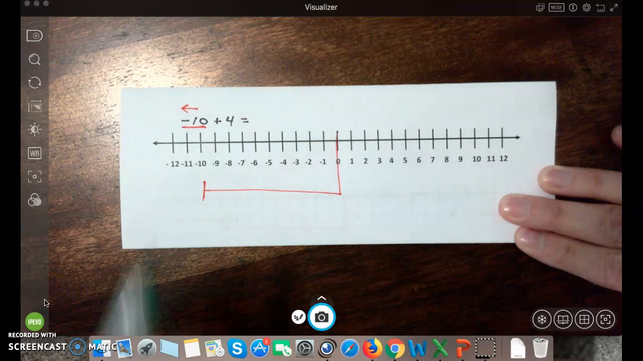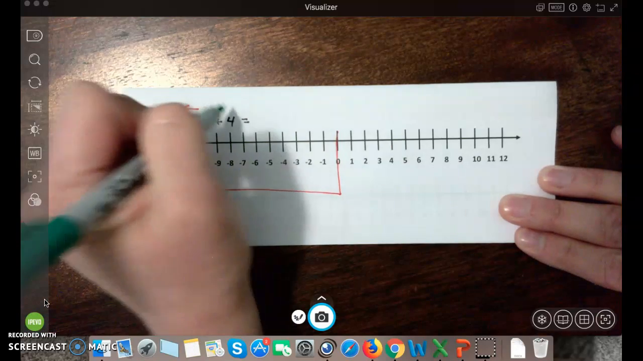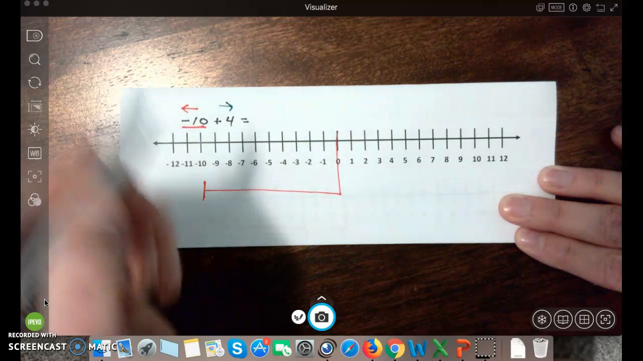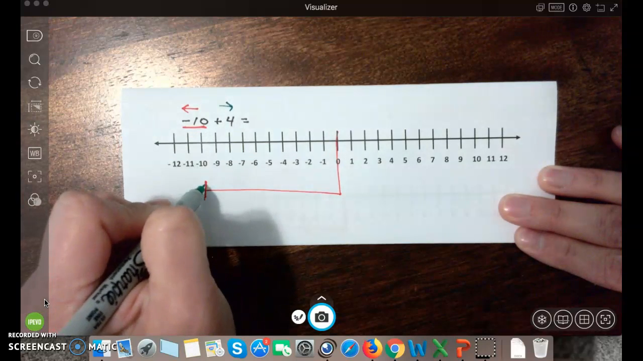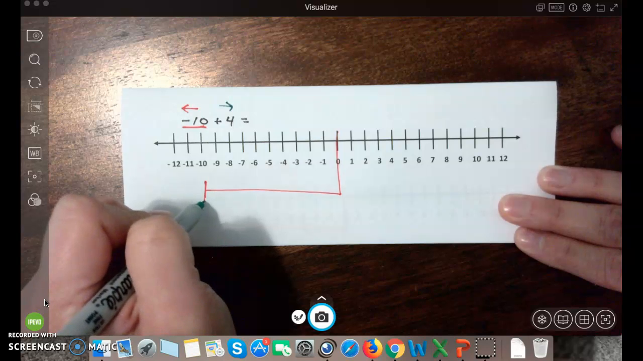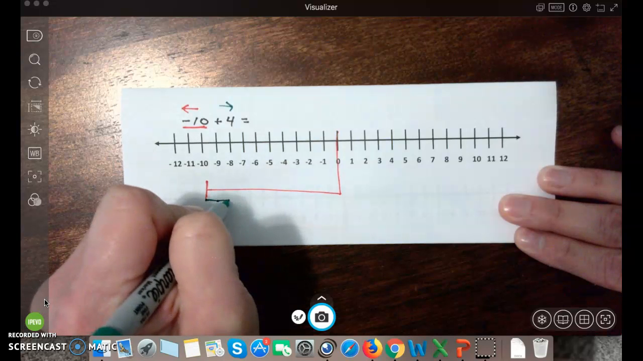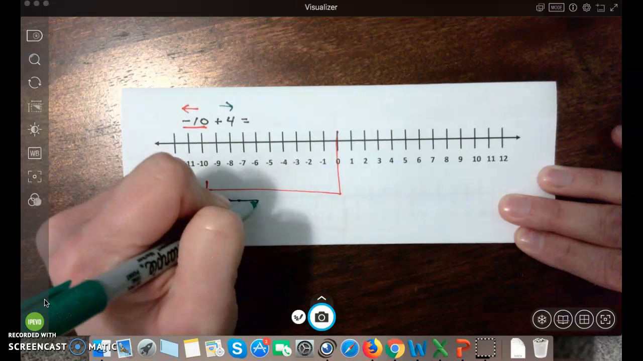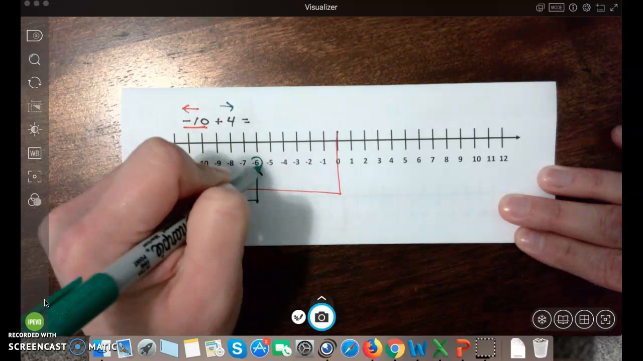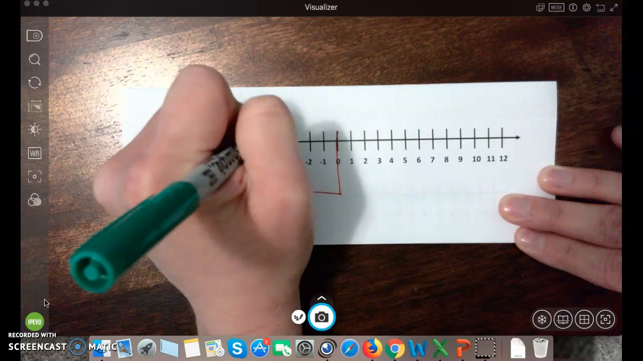My second number is a +4. Positive means I'm moving back to the right. So at -10, I need to move to the right 4 places. So 1, 2, 3, 4. And that is going to land me at my answer of -6.